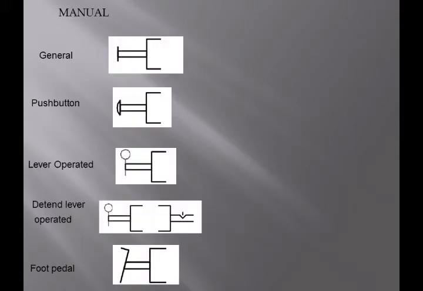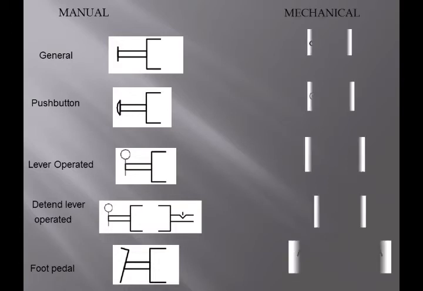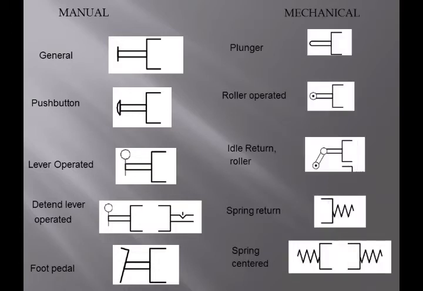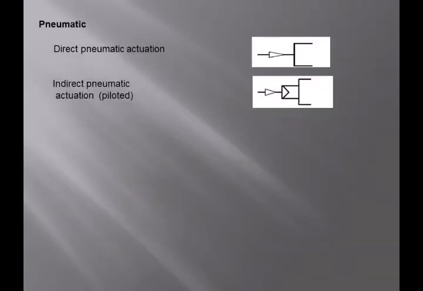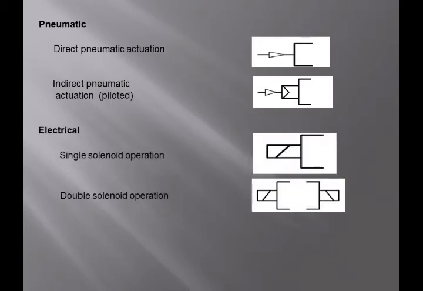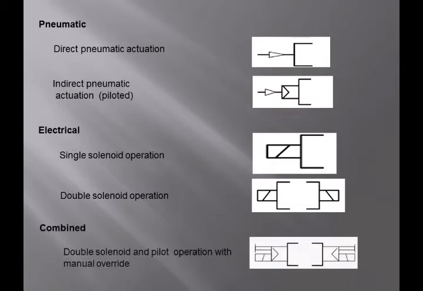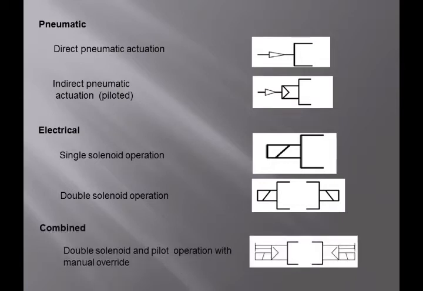Manual: general, push button, lever operated, detent lever operated, foot pedal. Mechanical: plunger, roller operated, idle return roller, spring return, and spring centered. Pneumatic: direct pneumatic actuation, indirect pneumatic actuation, piloted. Electrical: single solenoid operation, double solenoid operation. Combined: double solenoid operation and pilot operation with manual override.